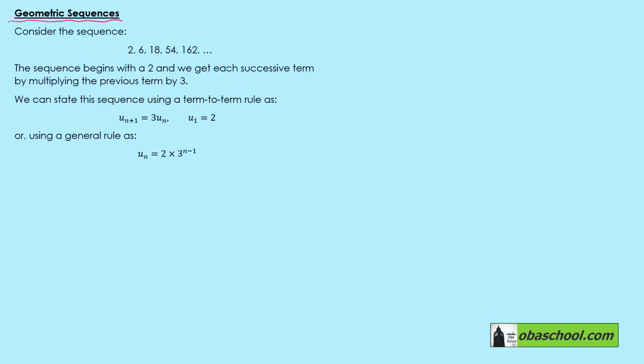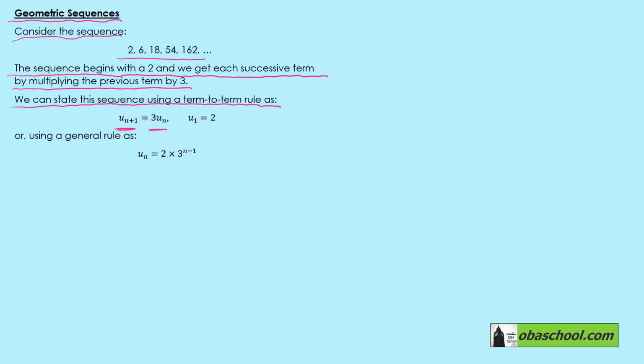Geometric sequences. Consider the sequence 2, 6, 18, 54, 162, and so on. The sequence begins with a 2, and we get each successive term by multiplying the previous term by 3.